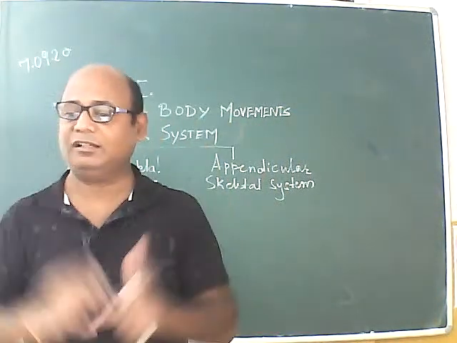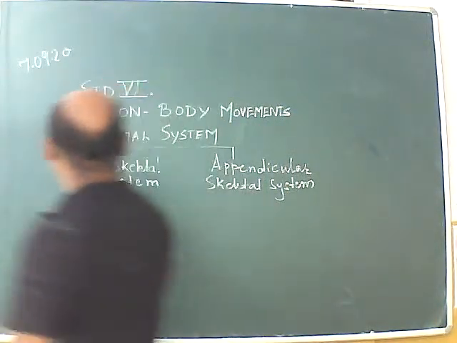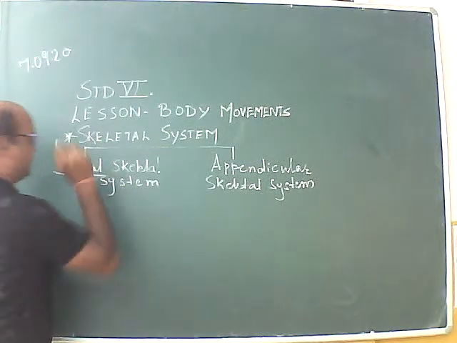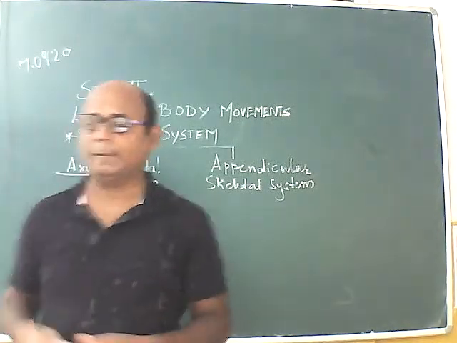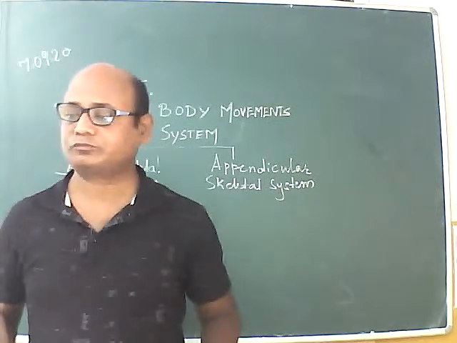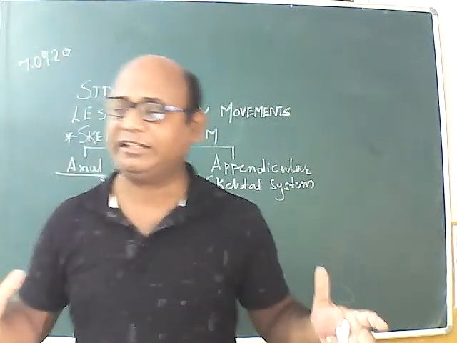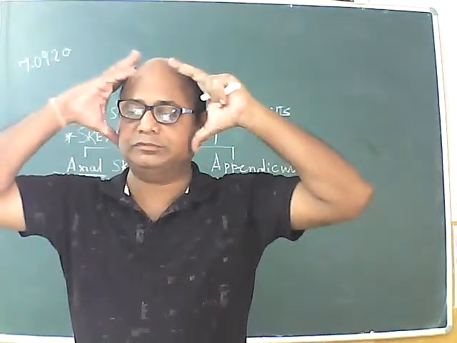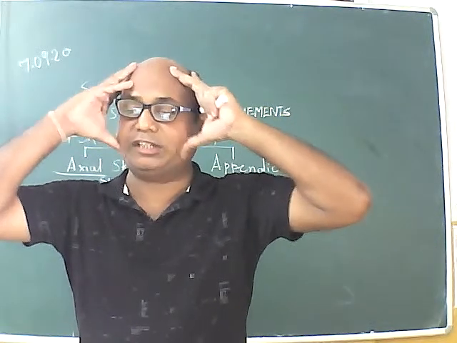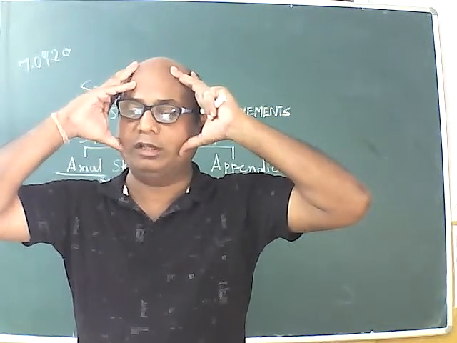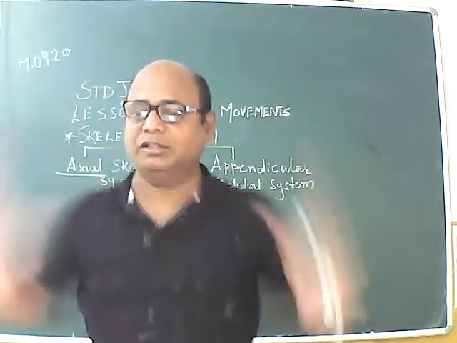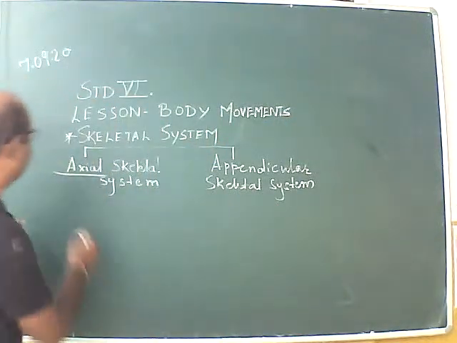So axial means along the axis. In the axial skeletal system, then what are there? We will find this skull is there. As a whole, what is there? Skull. So we will write first skull.